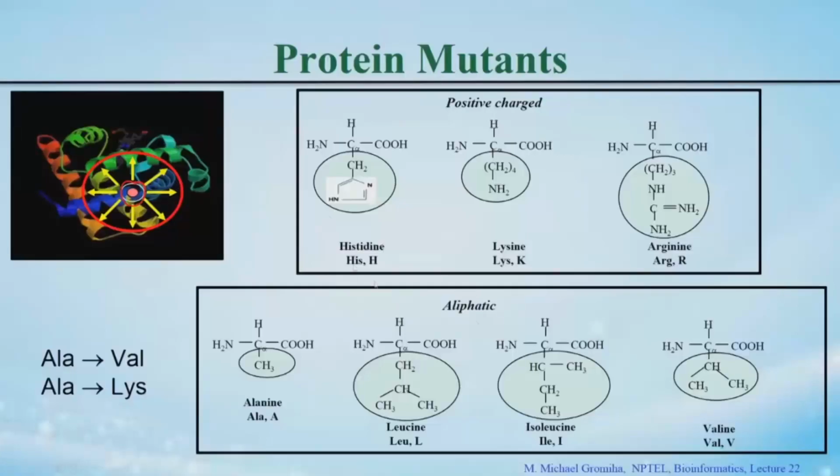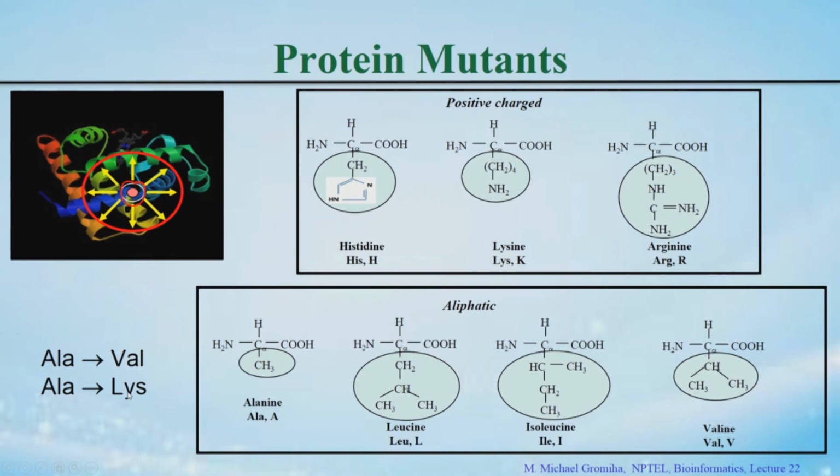So, here I show some types of amino acid residues. Here you can see the positive charge residues lysine, arginine and aliphatic residues. If we mutate alanine to valine, what will happen? Whether it stabilizes or destabilizes, whether this will make contacts or it will make a steric clash, that depends upon the location where you mutate.